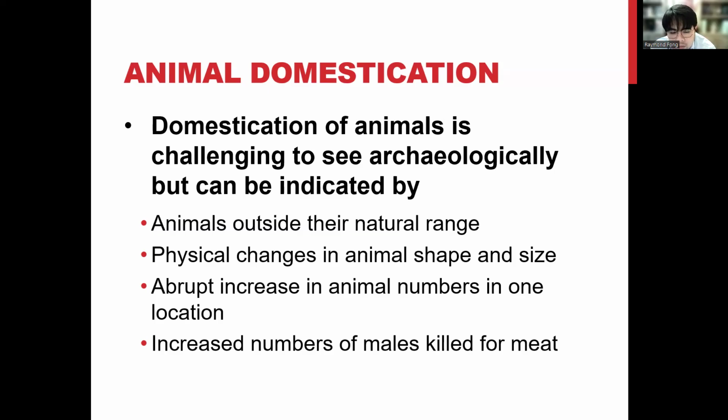Okay. Now, these last two are kind of the same. An abrupt increase in animal numbers in one location, as well as an increase in the number of males killed for meat. You look at a lot of older societies, even today, and most of the males are usually killed for meat because the females are used for other things like milk or eggs, right?